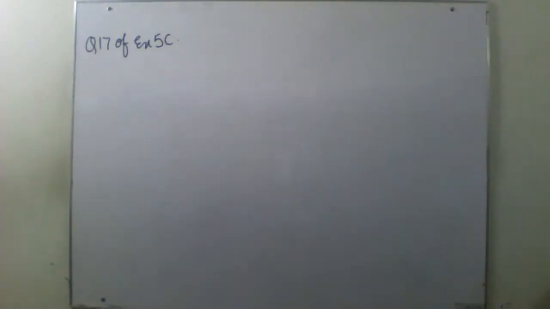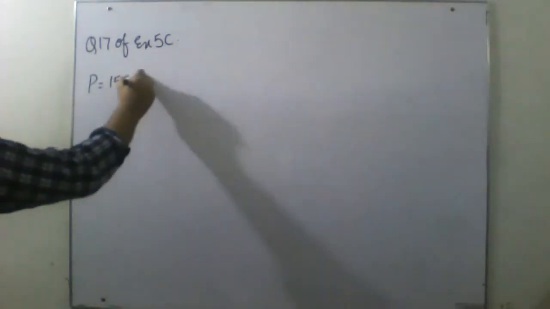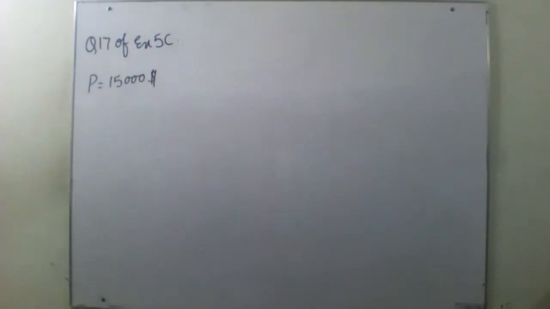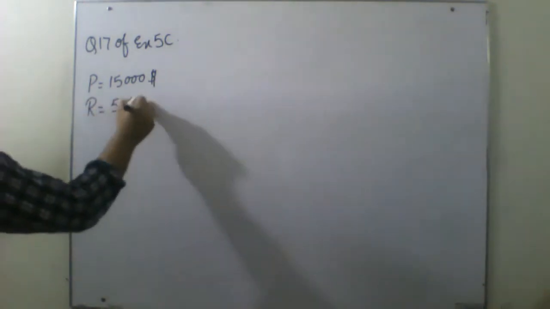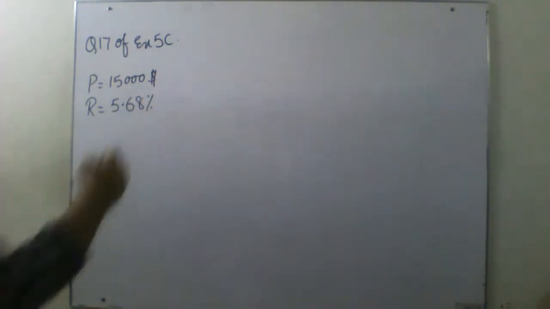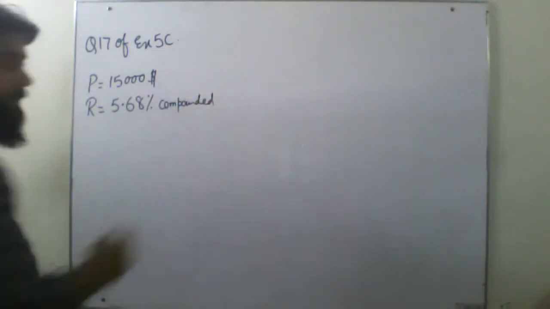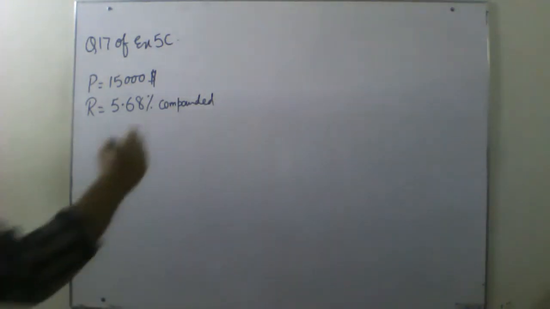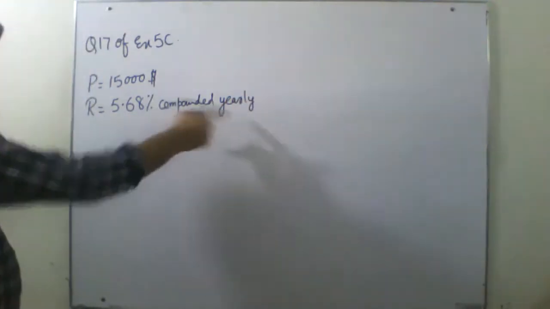The question says that a person deposited $15,000 in a bank, which is paying a rate of interest of 5.68% compounded yearly. Whatever the percentage, it is compounded yearly.